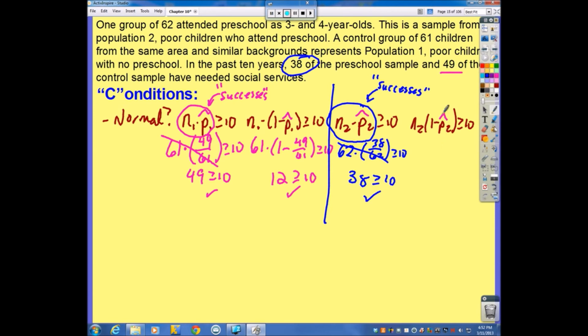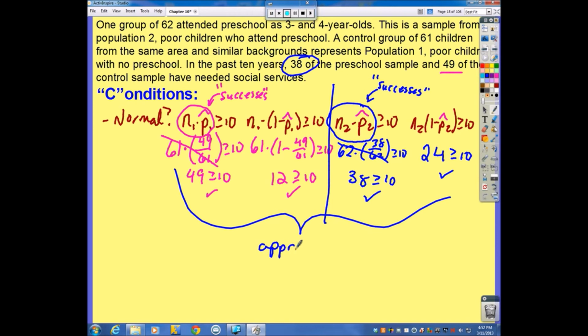Which means our failure, people who did not need governmental assistance, should be the leftover people of the 62 from the 38, which would give me, what, 24? Which is greater than or equal to 10. So all of these check out, which means we have an approximately normal distribution.